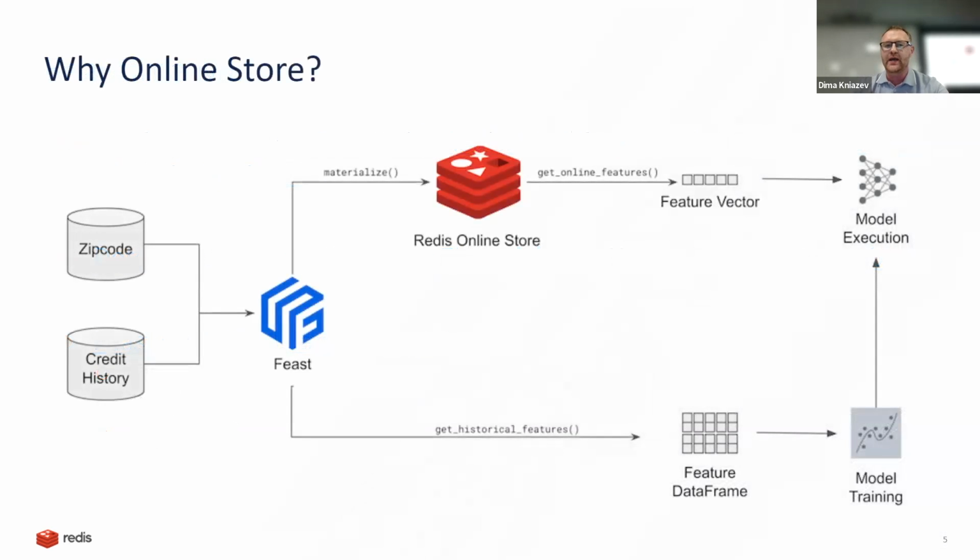So why an online store? We started talking about this. The typical process to prepare the model is essentially to grab different sources of information. In this case, for example, the zip codes and the credit history for people, and then you want to feed this into a framework that is called Feast, or something that is called a feature store. You could have just fed all this data into the model directly and trained your model, of course.